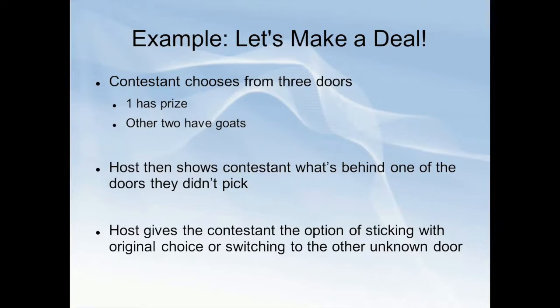Let's start with a famous game show, Let's Make a Deal. For those of you that are unfamiliar with Let's Make a Deal, here's the basic rules. A contestant chooses from 3 doors. One of the doors has a fantastic prize behind it, while the other 2 have goats. After the contestant makes his choice, the host then shows the contestant what's behind one of the doors they didn't pick. Whenever the host does this, he always reveals one of the goats. The host then gives the contestant the option of sticking with their original choice or switching to the other unknown door. What would you do?